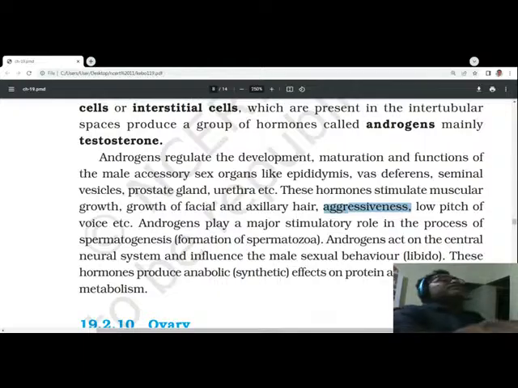Androgens also play a major role by stimulating the process of spermatogenesis, which is very important. Spermatogenesis means production of sperms from the testes. Androgens act on the central nervous system and influence male sexual behavior and libido, and these hormones produce anabolic effects on protein and carbohydrate metabolism.